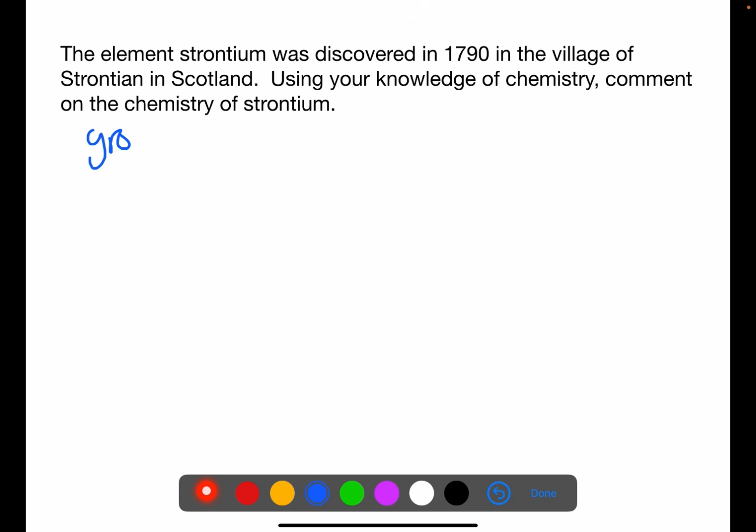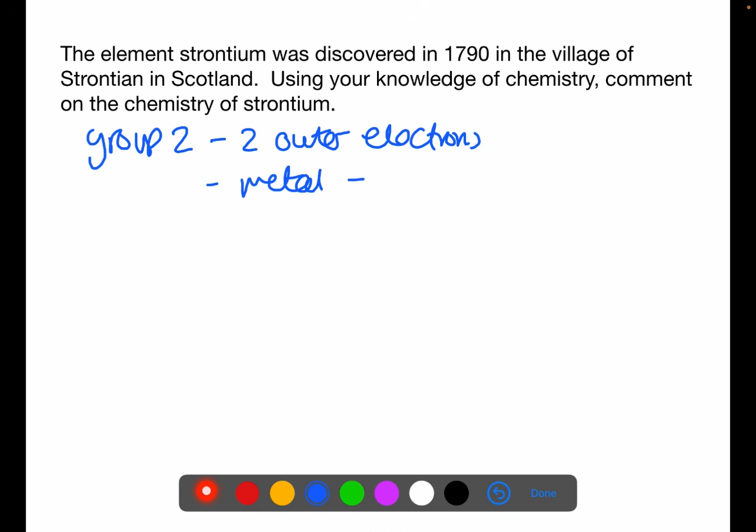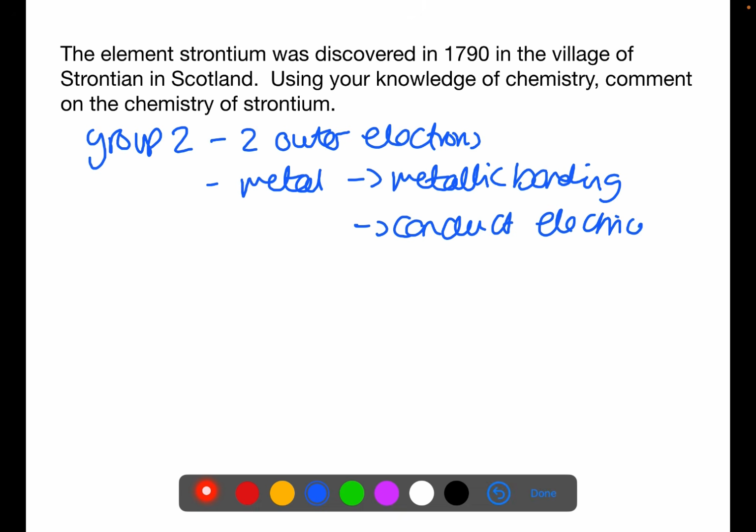So strontium is in group 2. This means it will have 2 outer electrons. It's a metal, so it will have metallic bonding, which you could define. It means that it will conduct electricity. And if you look at other elements in group 2, such as calcium and magnesium, they both react with acid, so should be fairly reactive.